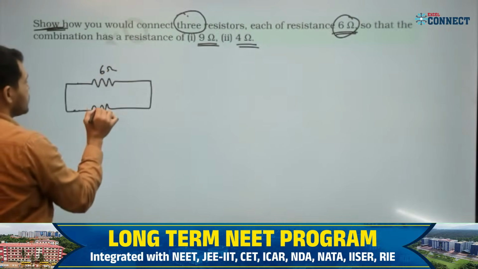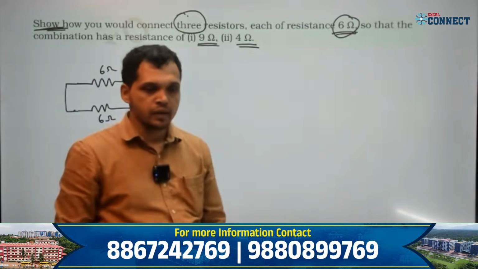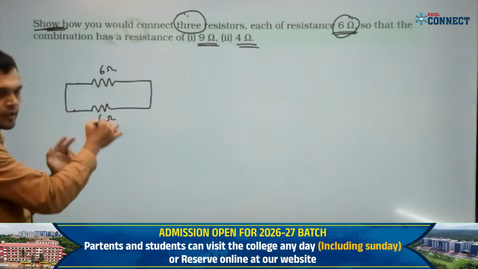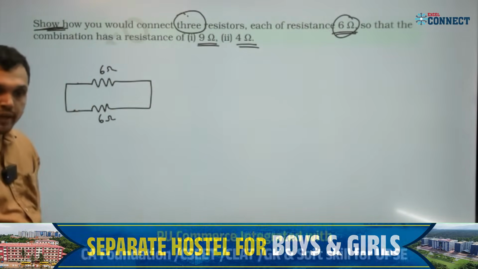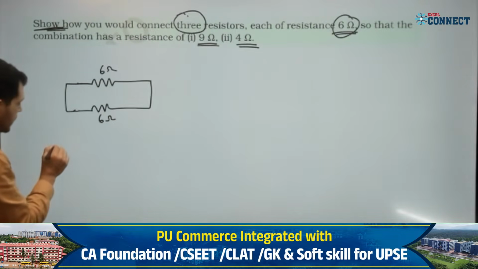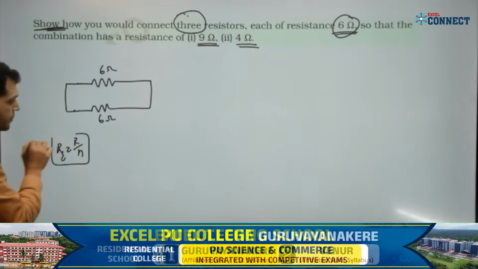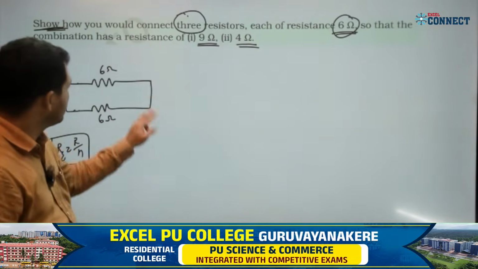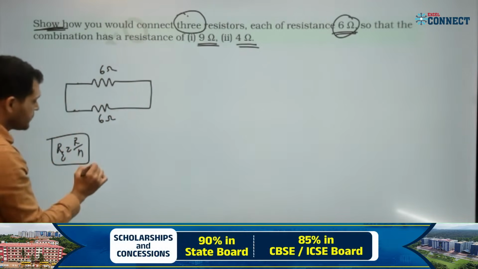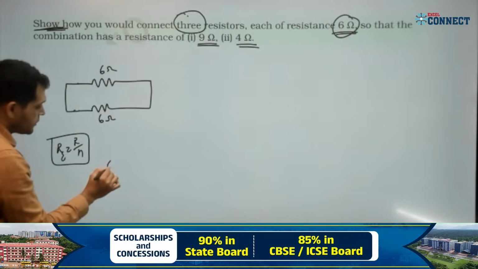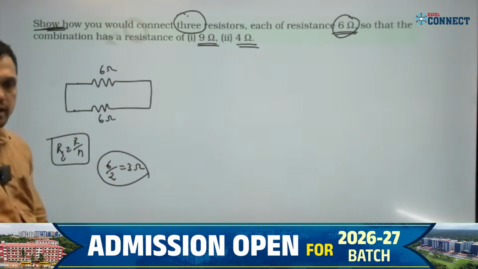6 ohm here, 6 ohm. Now once again I will use a shortcut equation. I have to get the equivalent of these 2 identical resistors. For 2 identical resistors, R equivalent is R by N formula. What is the N here? N is 2. So the equivalent of this is 6 by 2, that is 3 ohm.